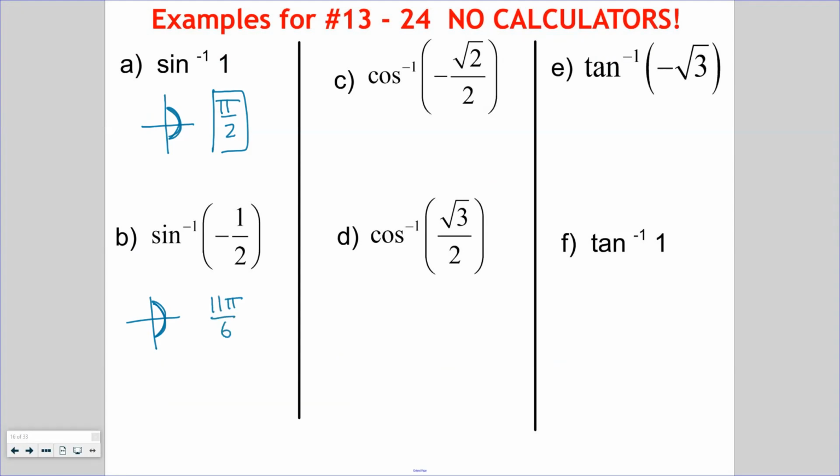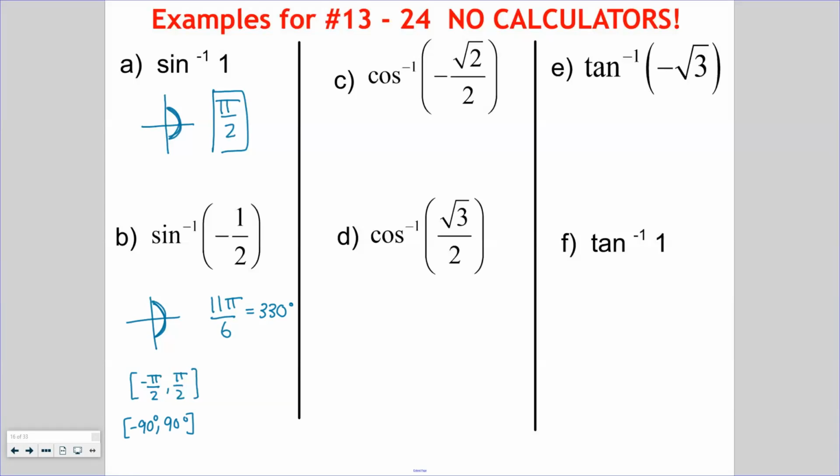Okay, but there's a problem. Do not box this as your final answer. If you box this as your final answer, it's just going to be marked wrong. Remember that we restricted the domain of sine to be between -pi/2 and pi/2. So in degrees, -90 to 90. 11 pi/6 is 330 degrees. 11 pi/6 or 330 degrees does not fit within this restriction of -90 to 90 or -pi/2 to pi/2.